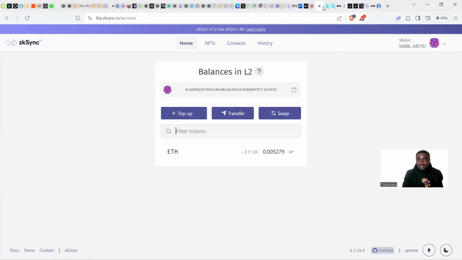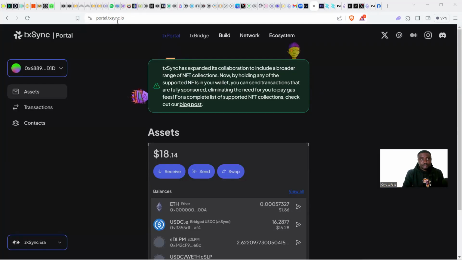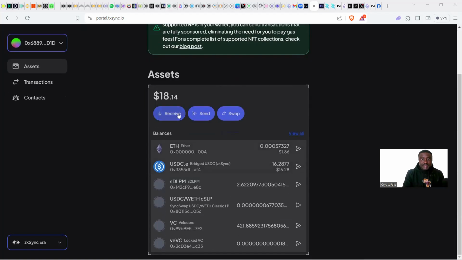You can go to Zigzag, like I said. Zigzag is the only dApp launched on Zksync Lite. The next one we will look at now is Zksync Portal. You can look at the URL, portal.zksync.io. I'm going to drop the link to all these platforms in the description box so you can interact with them easily.